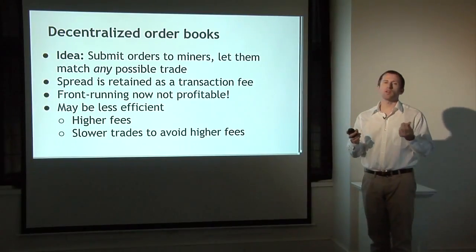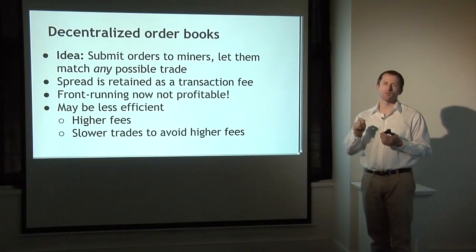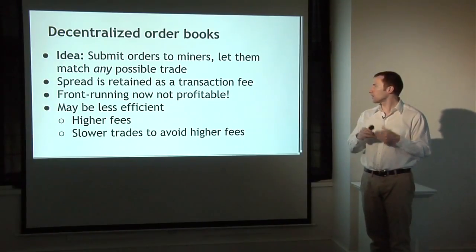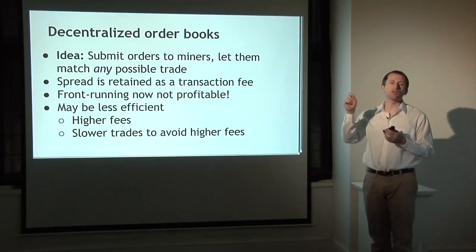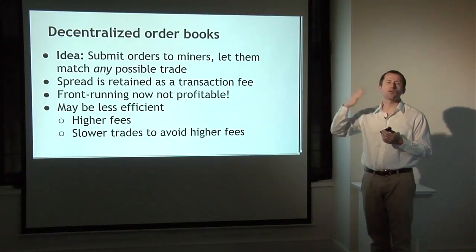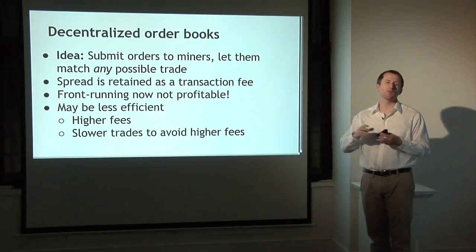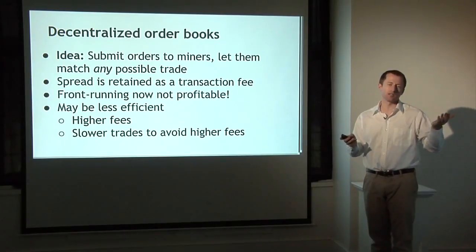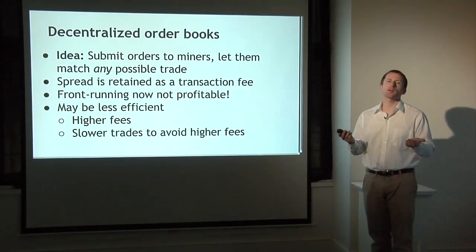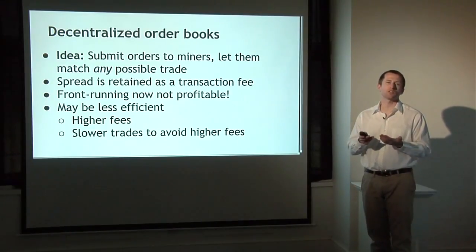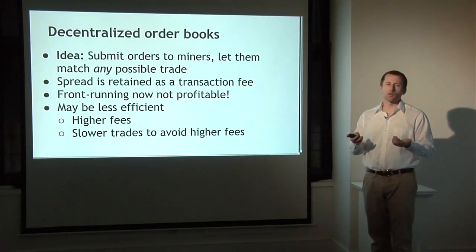And to try to prevent paying that high fee, people might submit much more conservative orders. And as a result, this thing might be less efficient. People might make trades more slowly as they slowly iterate towards each other. They may not be willing to declare up front their exact willingness to pay, because doing so might lead to a large spread that the miner gets to capture. So it's not known yet how this will function in practice. There's some fear that it will be a lot less efficient than a centralized order book, but it seems to be a very promising approach to go.